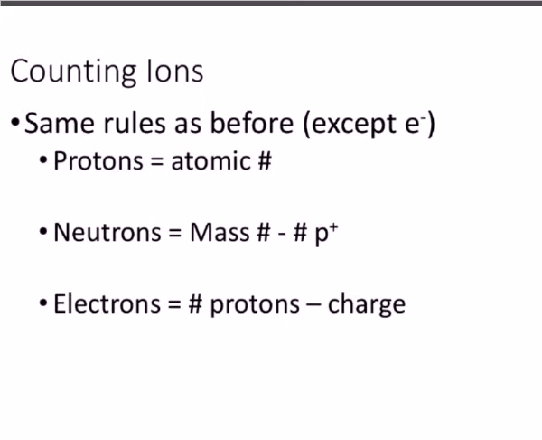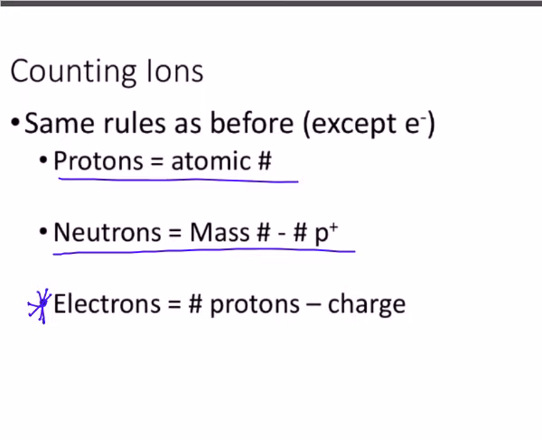Here's the rule, guys, to count when you're counting ions. It's pretty much the same as before. Protons are the atomic number. Neutrons, we're taking the mass number minus the number of protons. Here's the one that changes. With electrons, there's a couple ways you can think about it. From the protons, you're going to subtract the charge. If you always subtract the charge, it's going to get you the right answer.